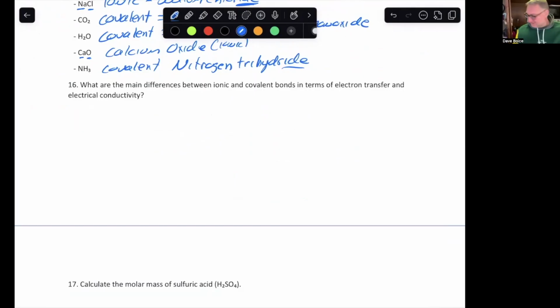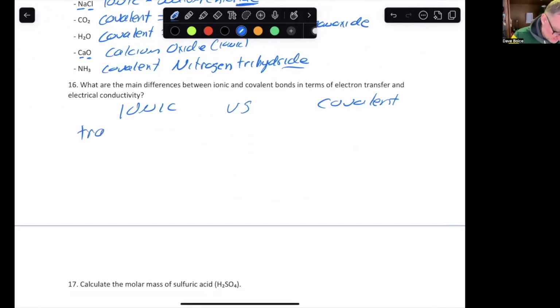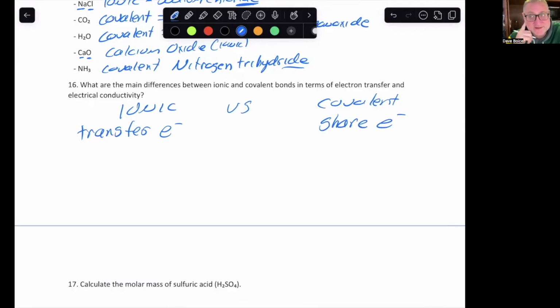Okay, what are some of the big differences that we need to know between ionic and covalent compounds? Well, there are some pretty big differences. So what are some big things to remember about these? First off, ionics transfer electrons, whereas covalent share electrons. So they're both trying to get to that octet, but they do it in different ways.